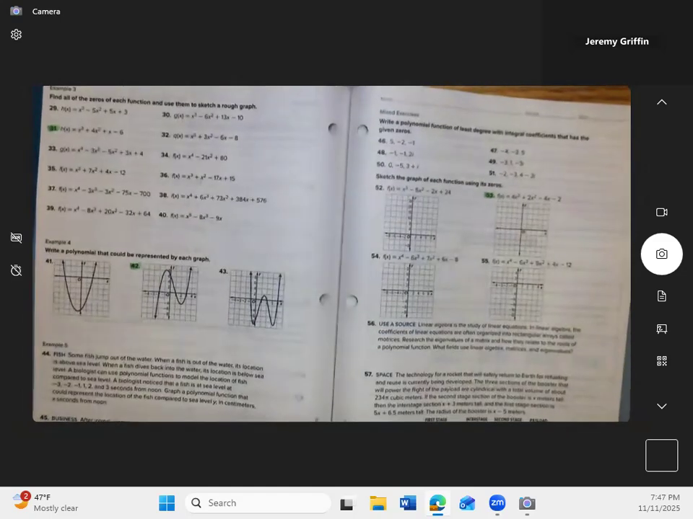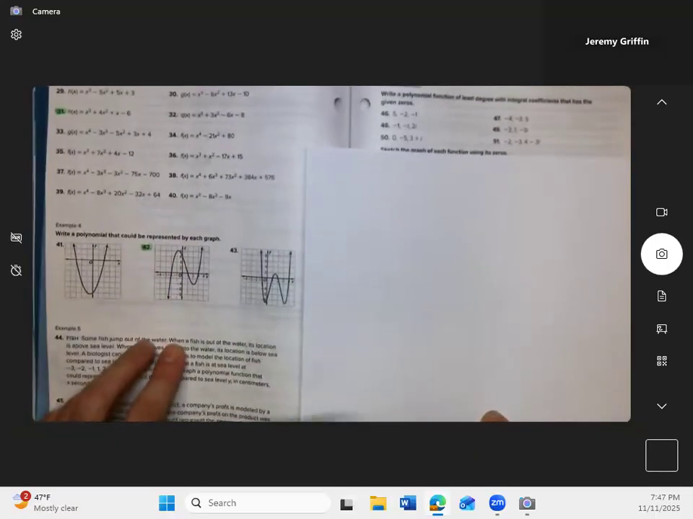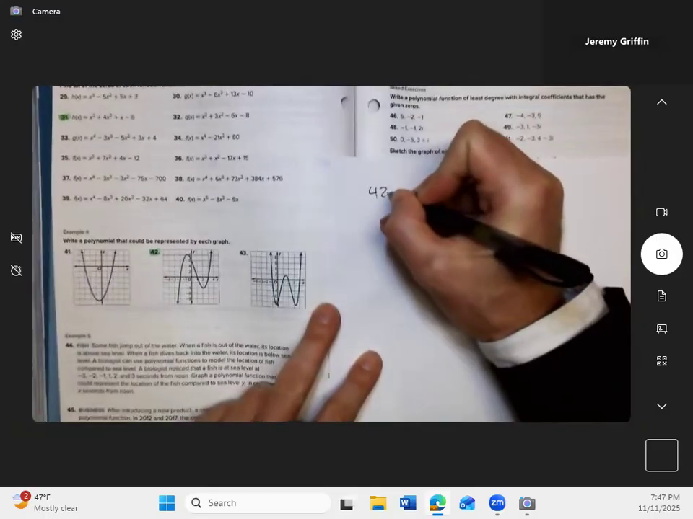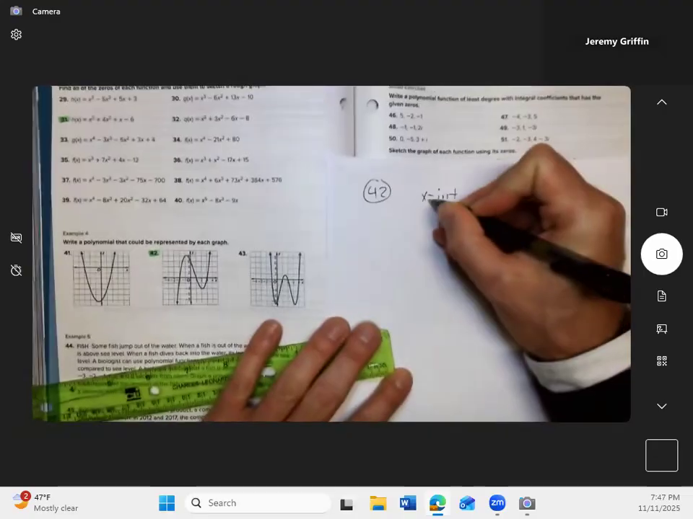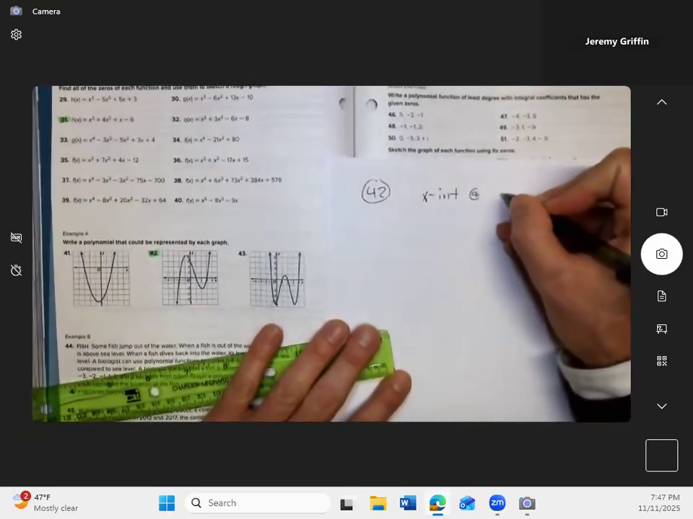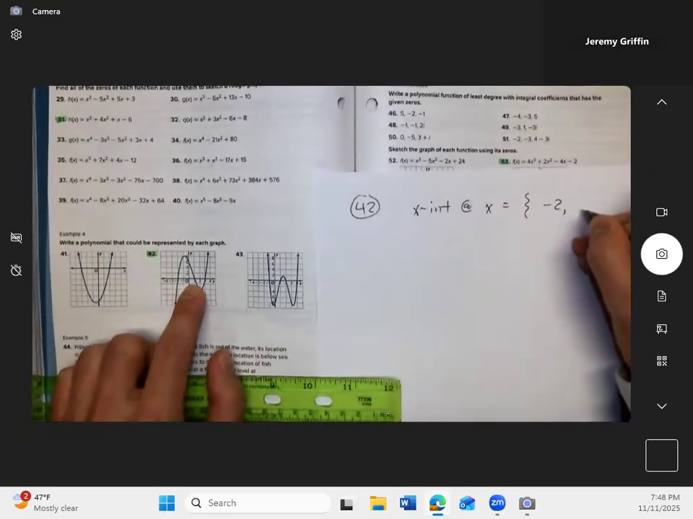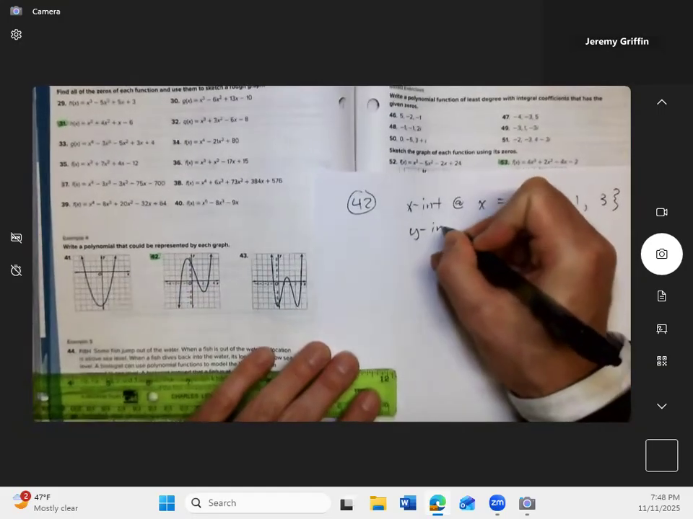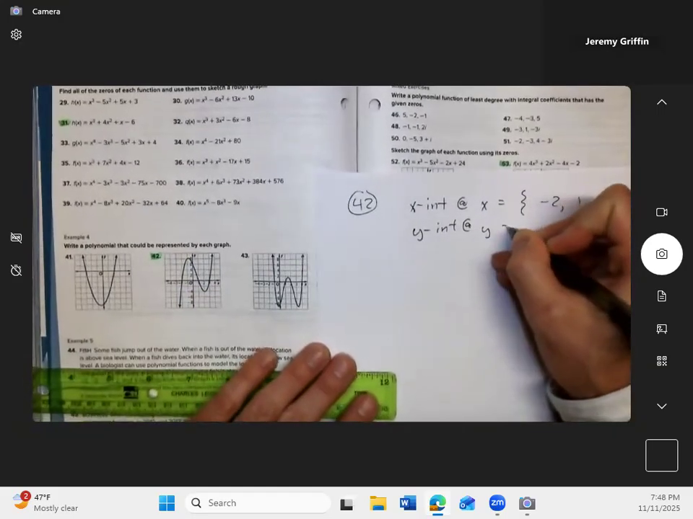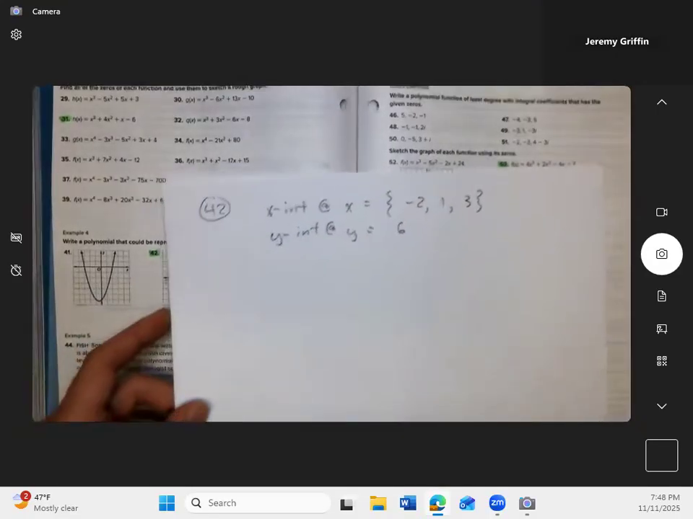All right, one more I'll do with you guys. Number 42. Write a polynomial that could be represented by this graph. Okay. So I see that there are x-intercepts, also called zeros, at x equals, I'll have a list here, -2, +1, and +3. There's also a y-intercept at y equals 6. So 0, 6 is a point.